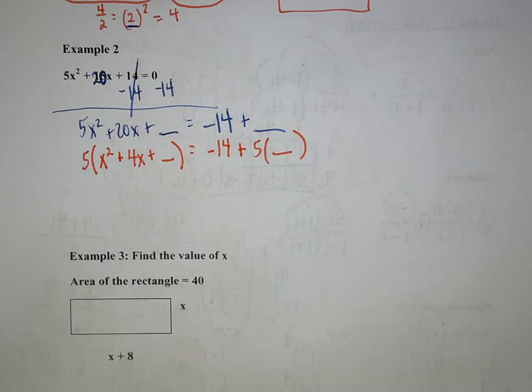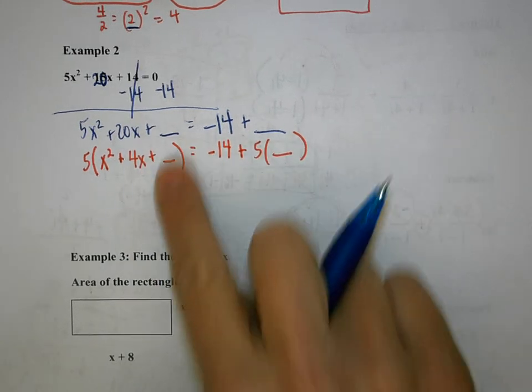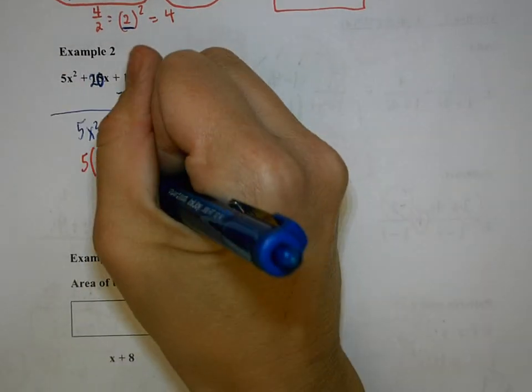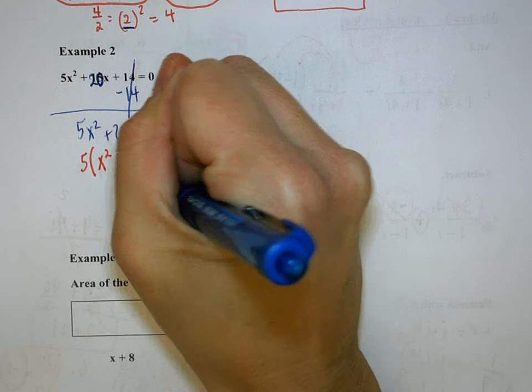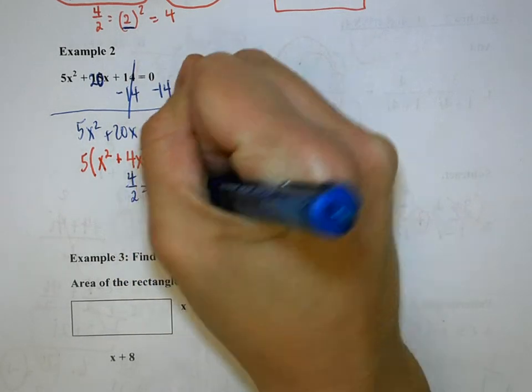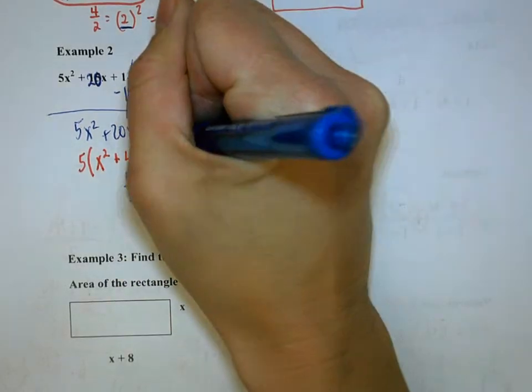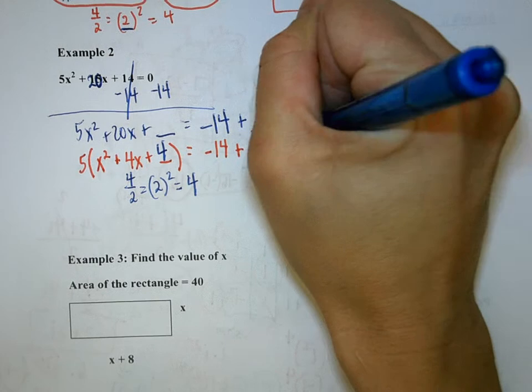So what am I going to do next? Yeah, we want to find our C value, right? So we're going to go 4 divided by 2, which is 2. And 2 squared is 4. So 4 goes into each of these blanks.